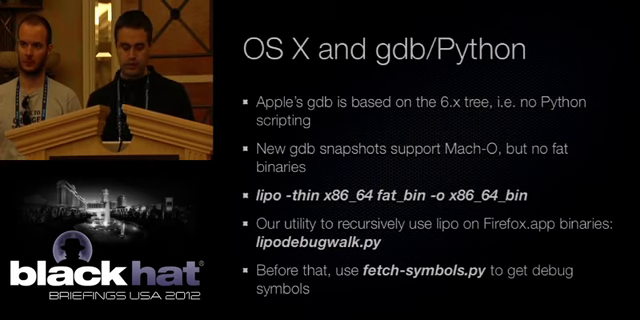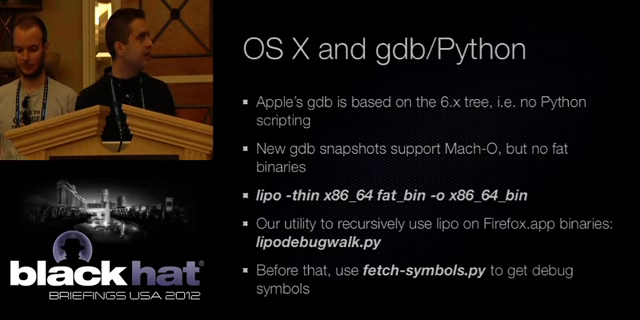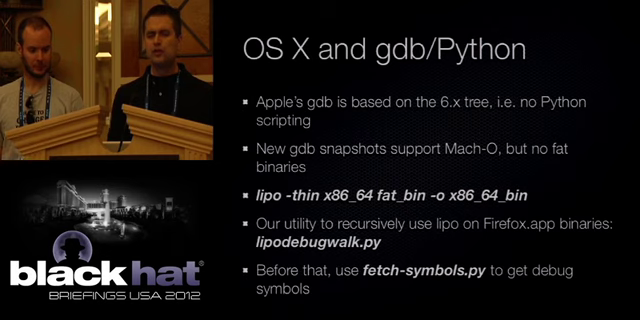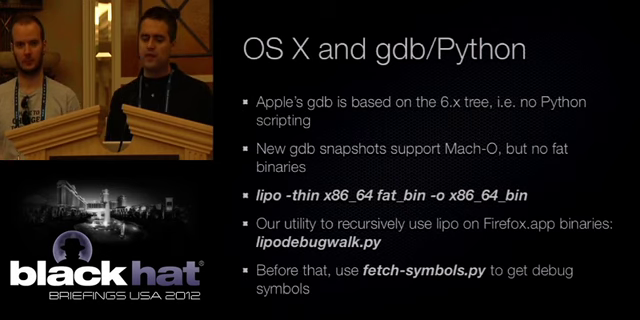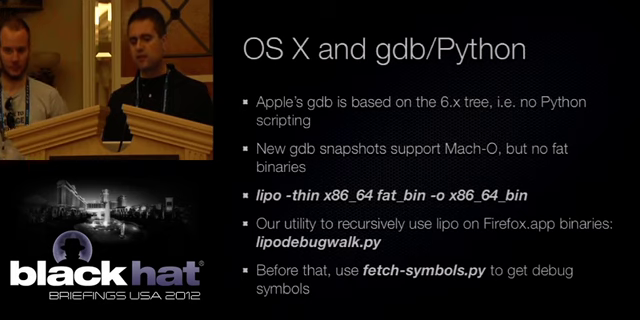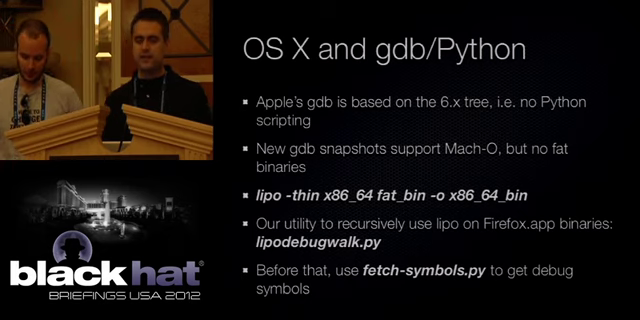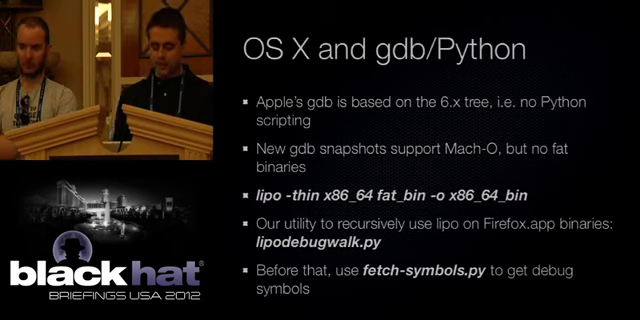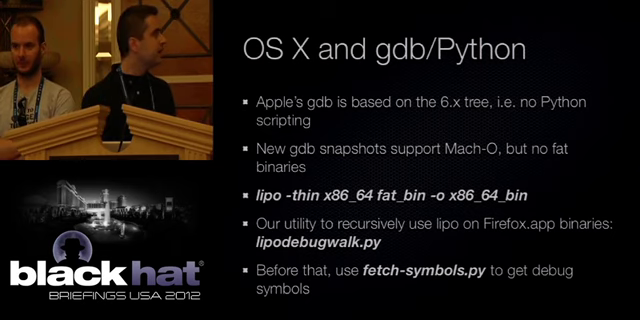Basically, we use the lipo utility provided by Apple to trim down the fat binaries to their 64-bit versions. If you don't know, a fat binary is basically a binary that has support for both 32-bit and 64-bit Mach-O formats. And by using this lipo utility, you just strip away all the 32-bit parts of the binary and leave the 64 bits of the binary.